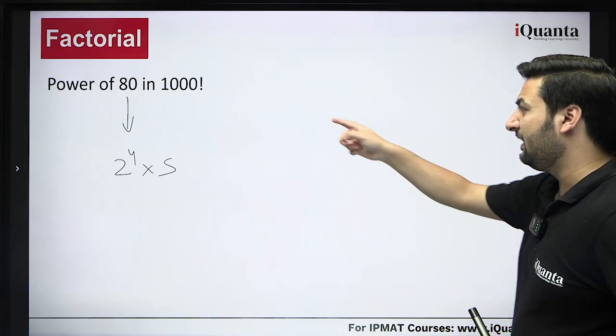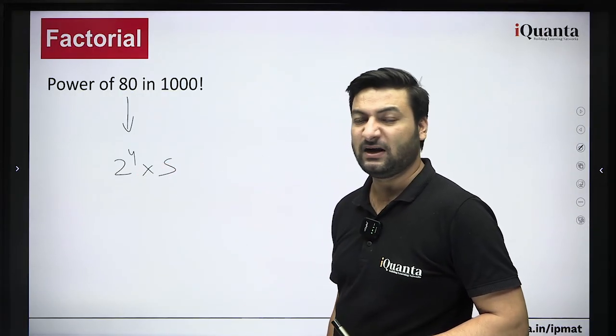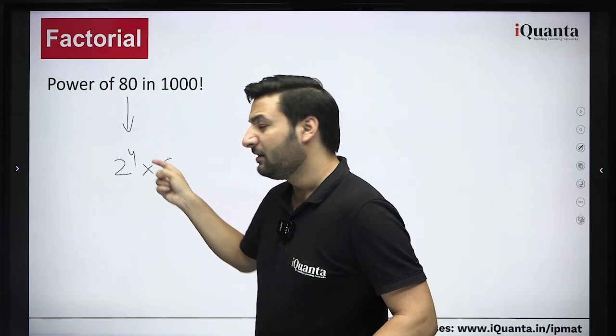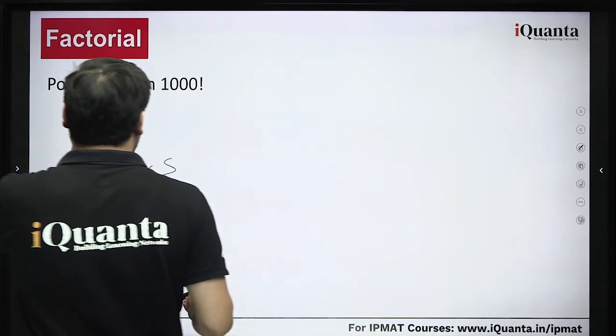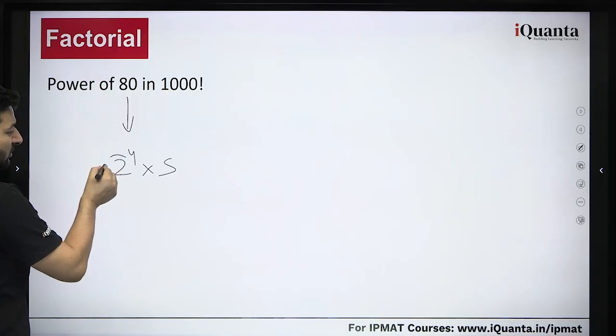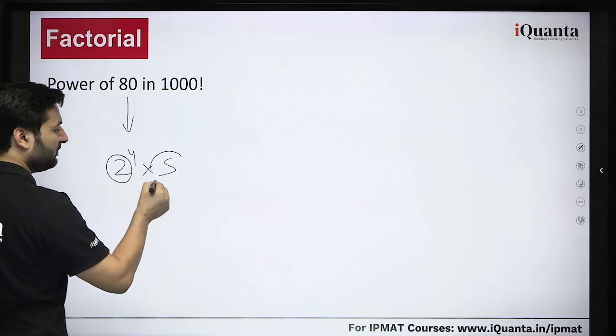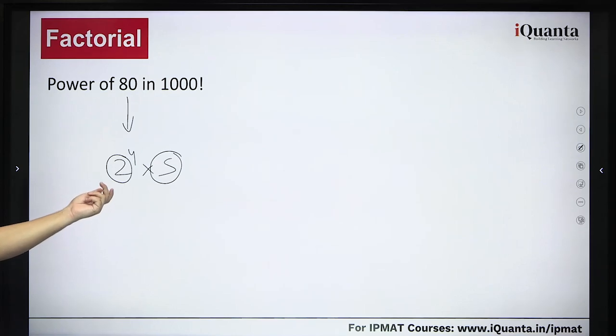But here in 80 there is a power to 2. Even though 2 is prime, 5 is prime, but 2 has some power. In such questions you have to be very cautious. How to do such questions? In such questions, first you find out the power of 2, then you find out the power of 5, and then you will use it to calculate 2 to the power 4.